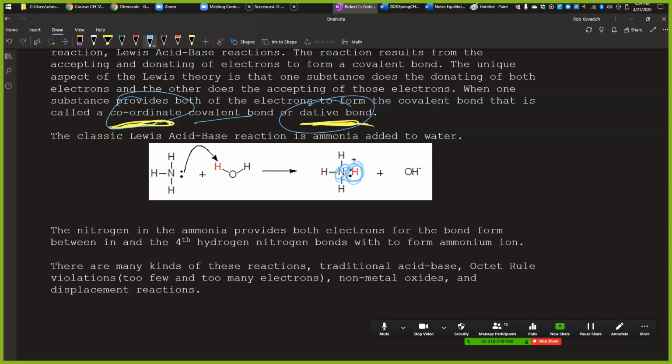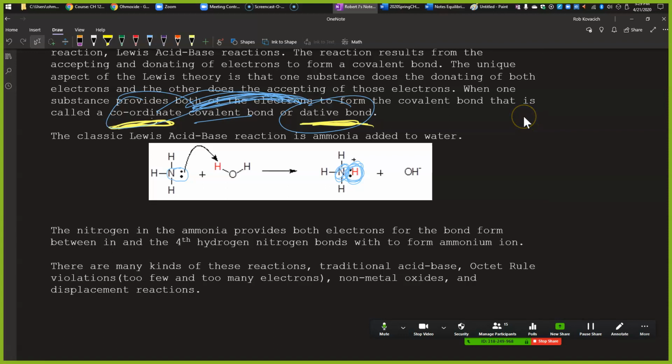So, what does the coordinate mean? It means that this one thing, this nitrogen here, provided both of the electrons to form the bond. And then the hydrogen came empty-handed. Does the dative correspond to the H? No, these mean the same thing. It's two words for the same thing. Oh, okay. But so the H isn't providing anything, is what you're saying?